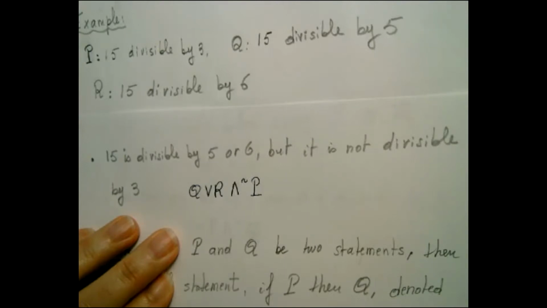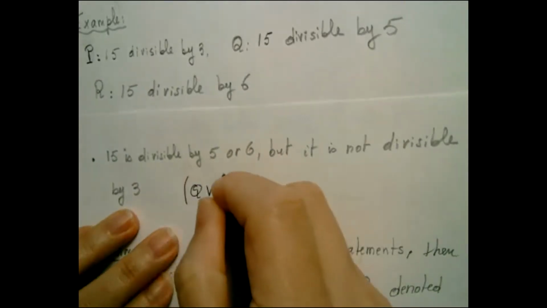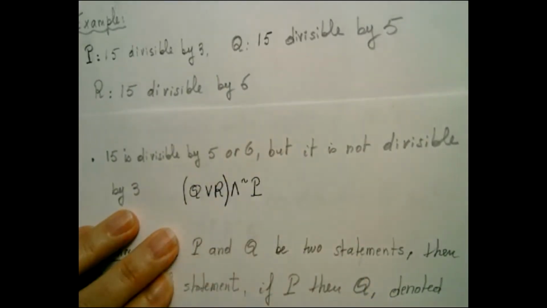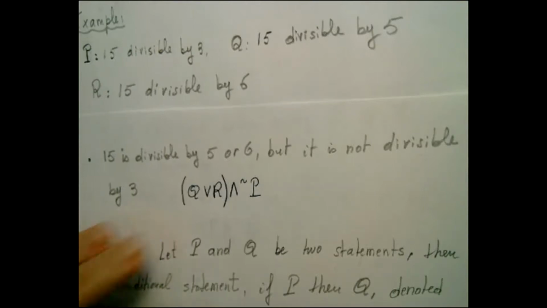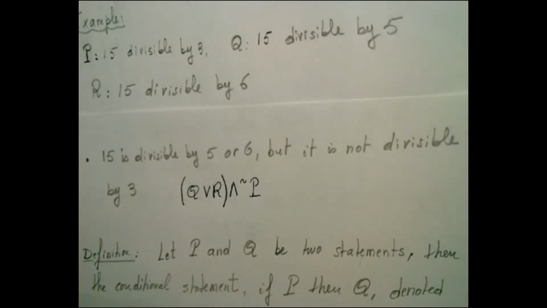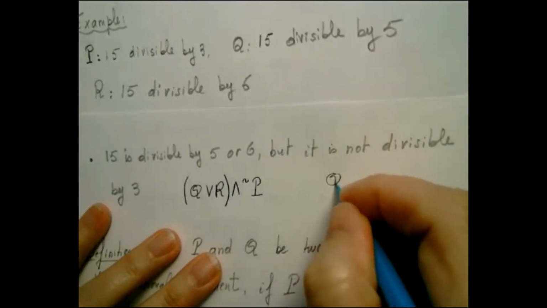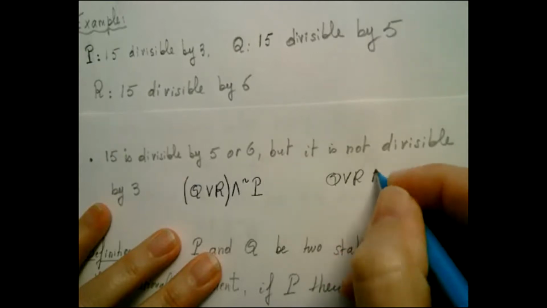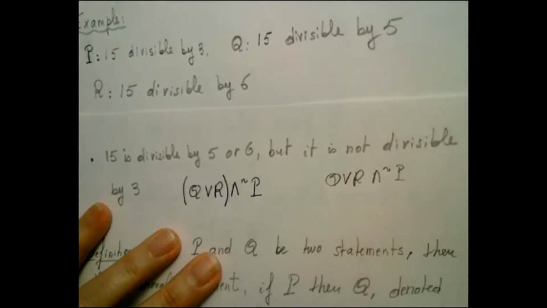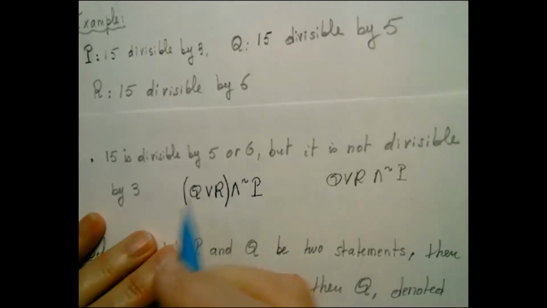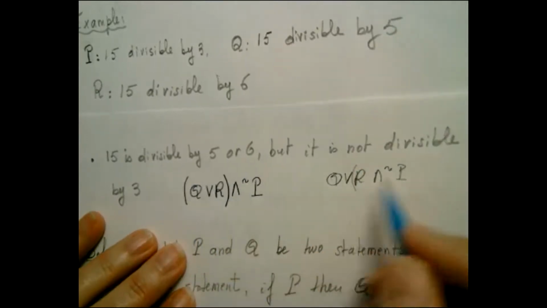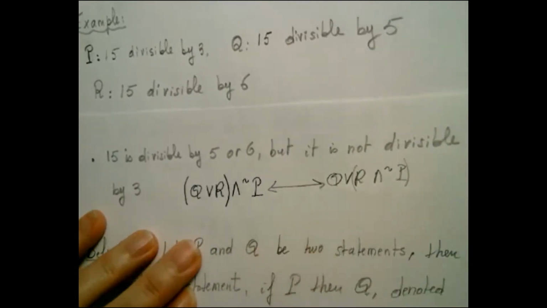Anybody? We always have an issue with that. Parentheses. Important. We have to have parentheses. Because if we don't have parentheses, how am I supposed to read it? If I have Q or R and not P, how am I supposed to read it without parentheses? So the question means, in other words, will this and this be the same?